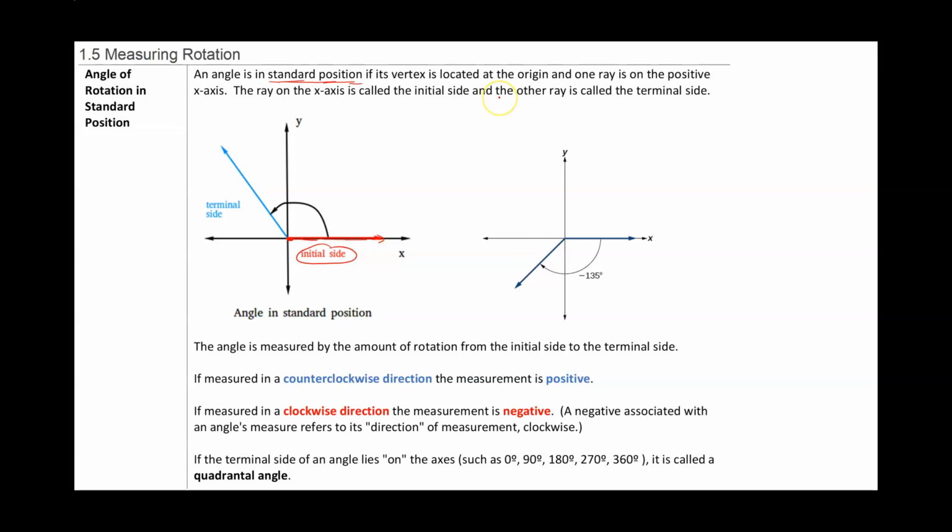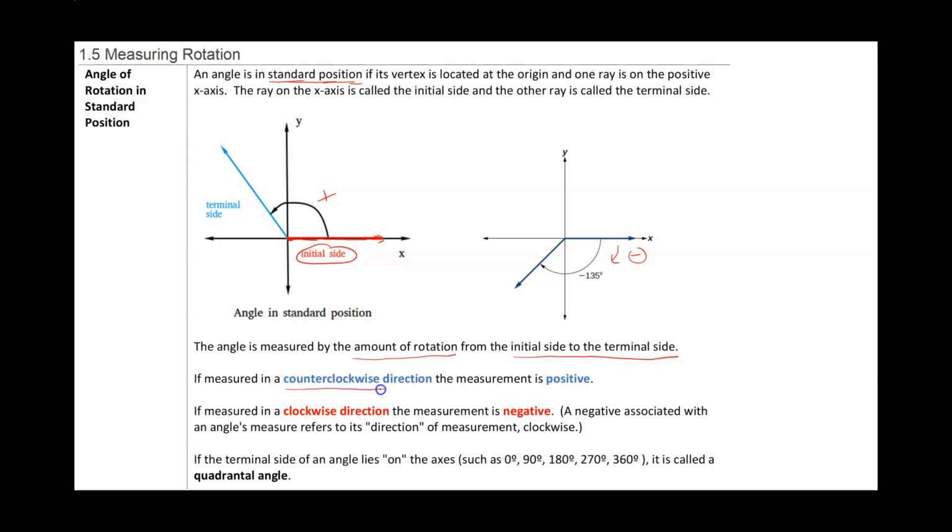Now, the angle either opens up in a counterclockwise direction, in which case it'll have a positive measure, or it'll open in a clockwise direction, in which case it'll have a negative measure. This is called the terminal side, where the angle stops. And the angle is measured by the amount of rotation from the initial side to the terminal side.